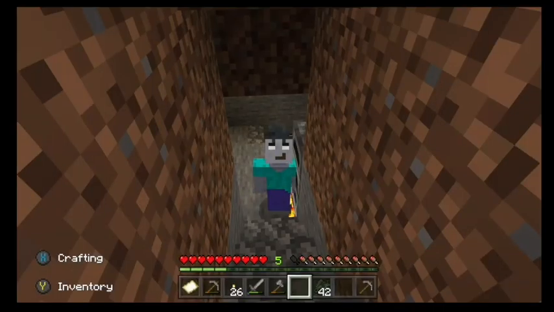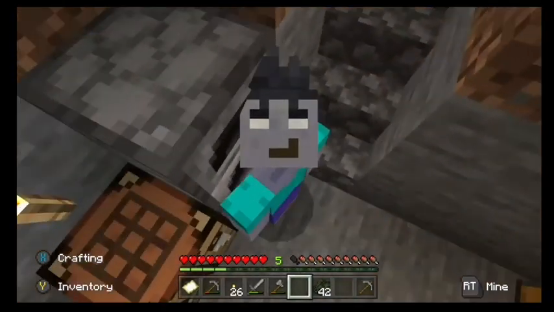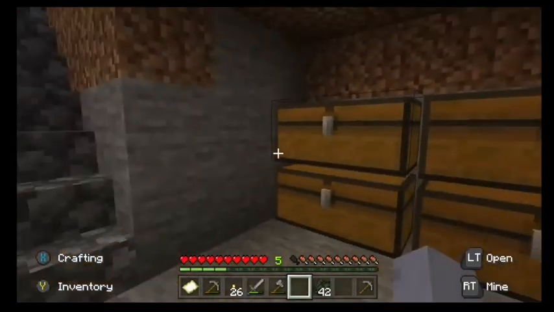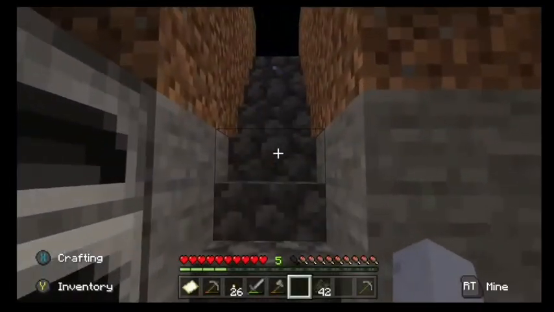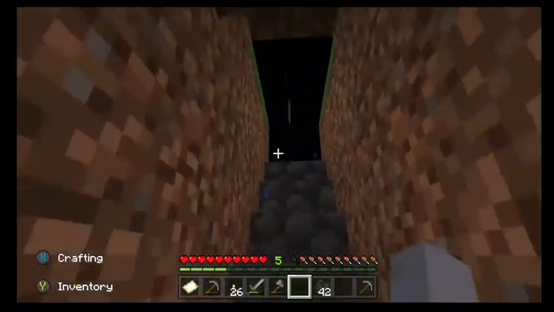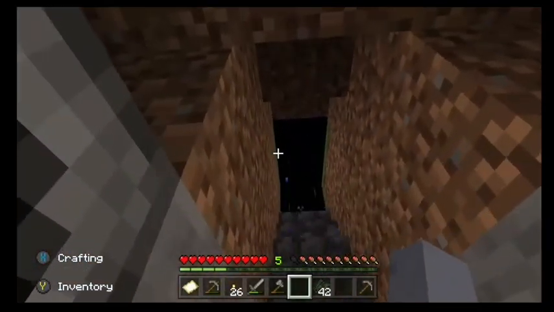Yo, this is Sharpshooboom with another tutorial. Okay, so there are two different ways to mine, or to get mining materials, so you can either cave.